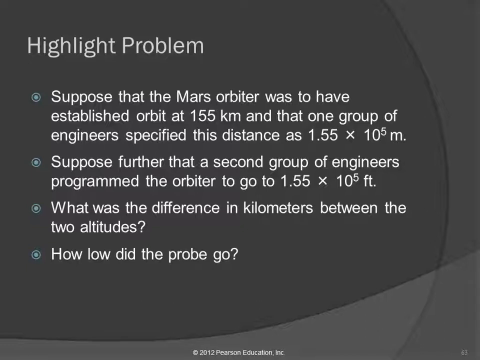So here's a problem that we could do related to that issue. Suppose the Mars orbiter was to have established orbit at 155 kilometers, and that one group of the engineers specified this distance as meters, 1.55 times 10 to the 5th meters, and the second group of engineers programmed the orbiter to go to 1.55 times 10 to the 5th feet. What's the difference in kilometers between those two altitudes? We can solve this problem.